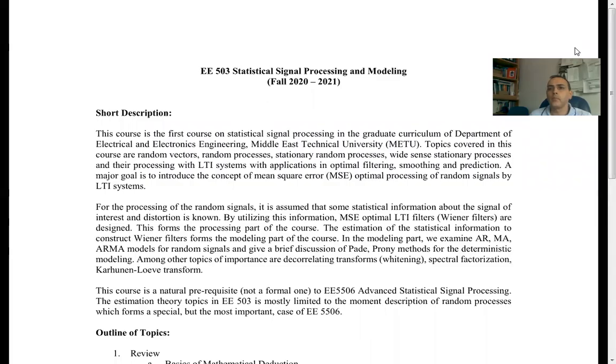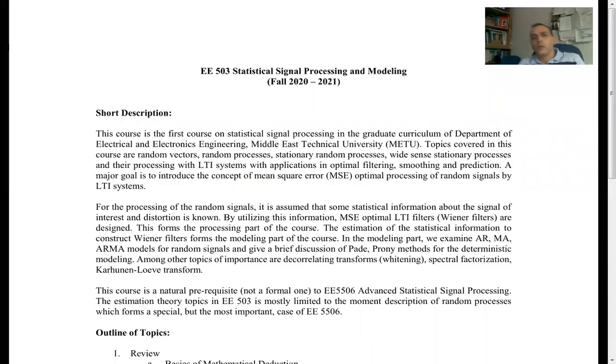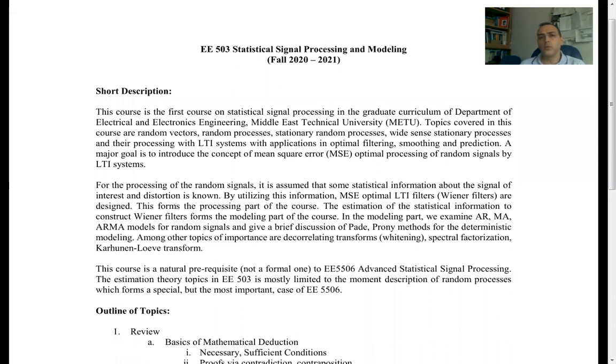Okay, so welcome all one more time. This is the syllabus for EE 543, the course titled Statistical Signal Processing and Modeling. This is a mandatory course for the signal processing option in the Middle East Technical University Electrical Engineering Department. It is mandatory for both PhD students and master students, and it is basically the first course in statistical signal processing.